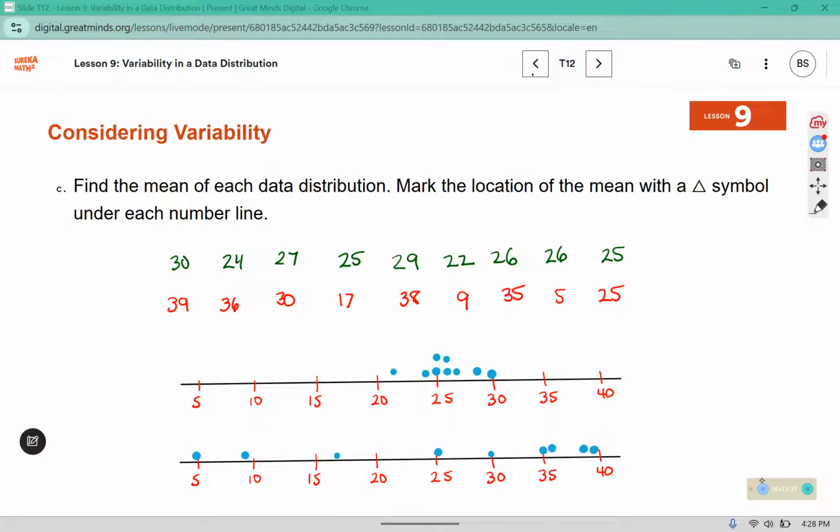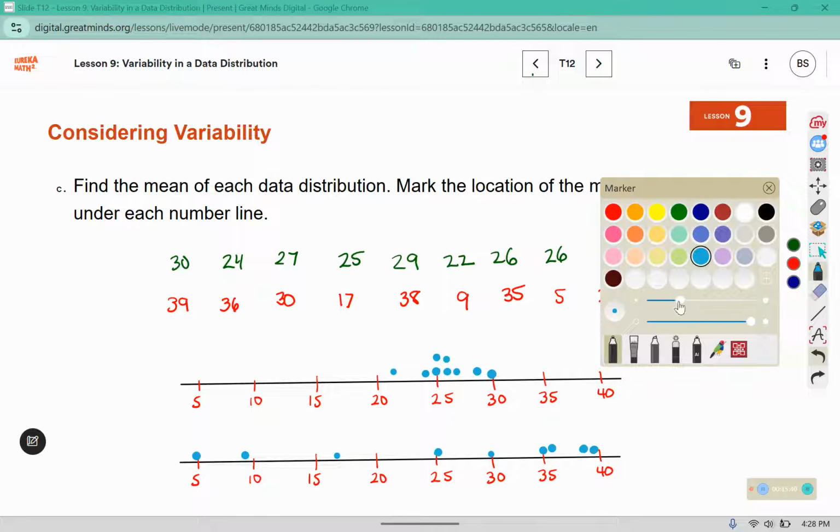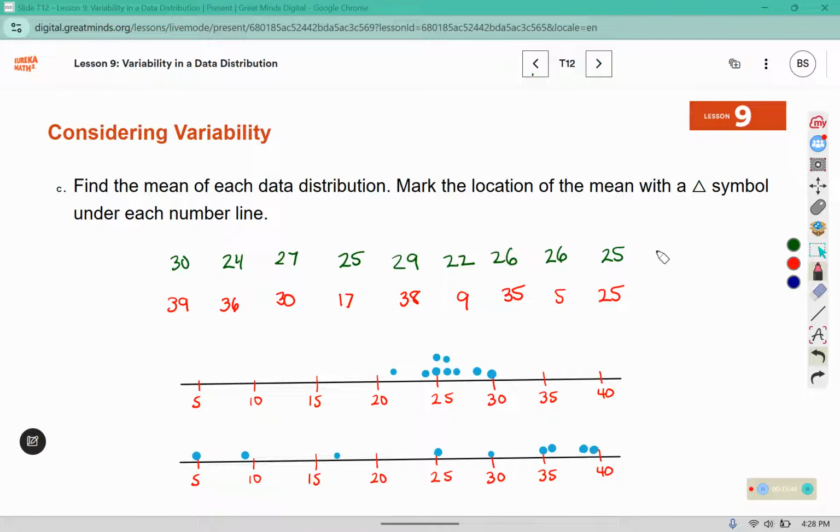Part C asks us to find the mean for each one. So we need to add up all of these data values and divide by 9 because there are 1, 2, 3, 4, 5, 6, 7, 8, 9 in each one. So we'll add those up. 30 plus 24 plus 27 plus 25 plus 29, 22, 26, 26, and 25 gives us a total of 234. Divided by 9 is a mean of 26. So we'll place that little triangle symbol under 26.